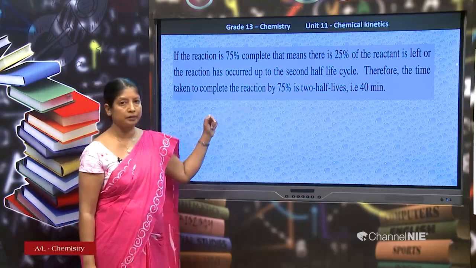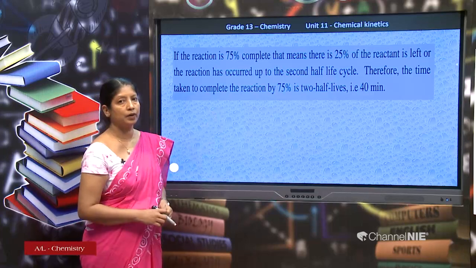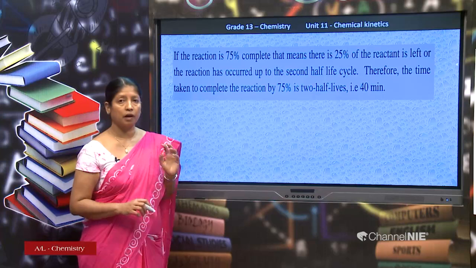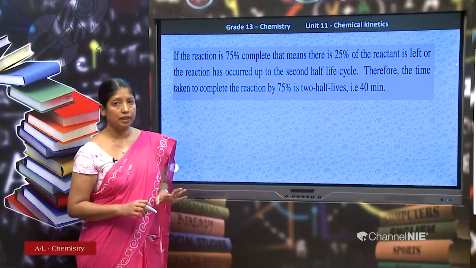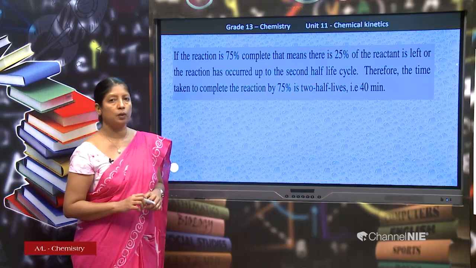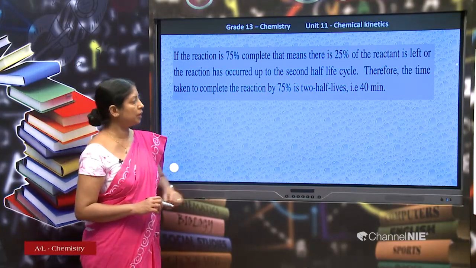The half life was given as 20. Then what is the total required time? The total required time in this one will be 40 minutes. The half life is 20. To get done this change, we have to spend 2 half lives, so the total time required will be 40 minutes.